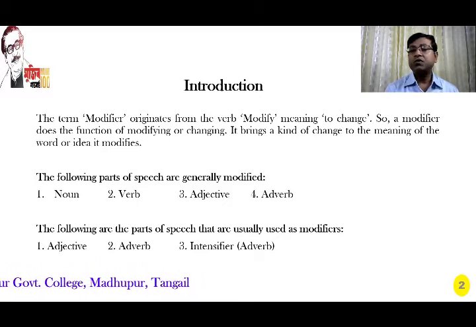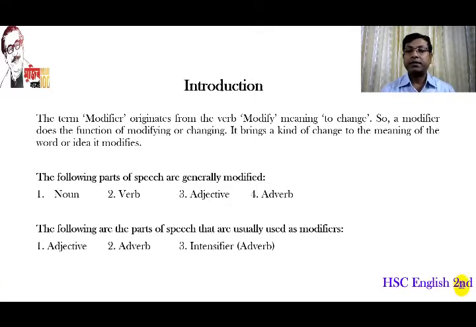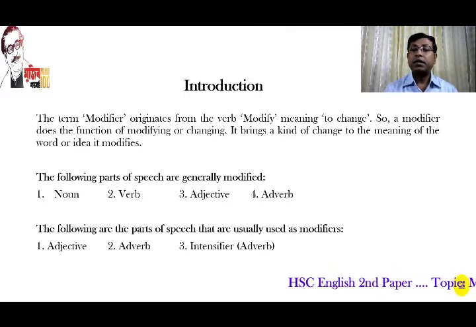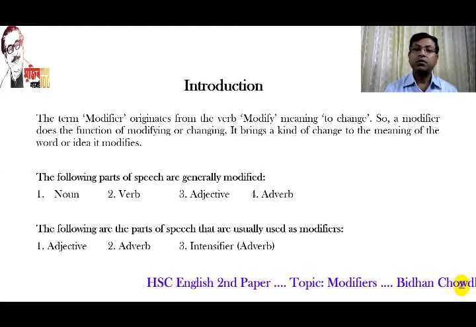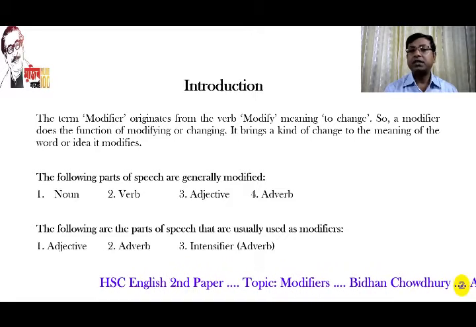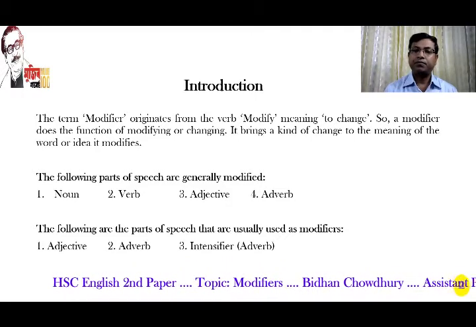Basically, nouns and verbs are modified. But apart from these two types of parts of speech, sometimes adjectives and adverbs can also be modified. So, dear students, you see the types of words that are frequently modified. These are noun, verb, adjective, and adverb.